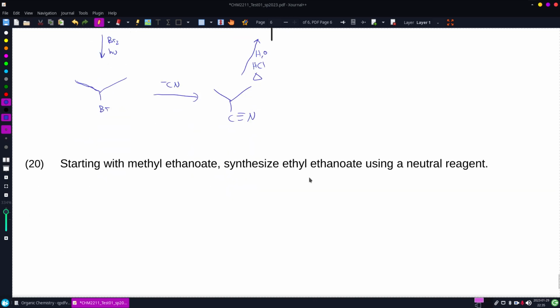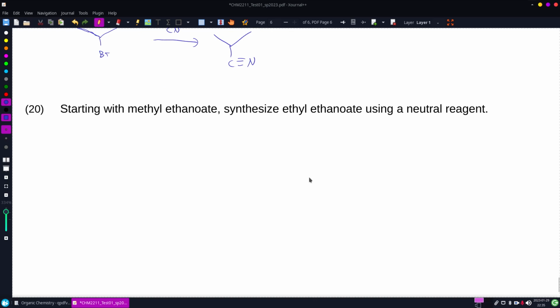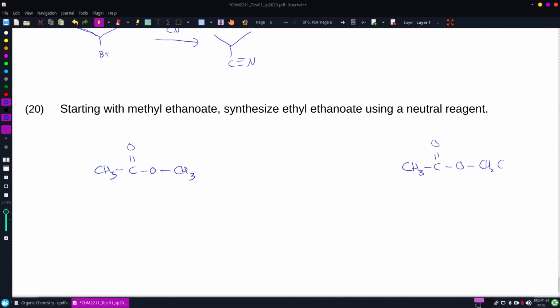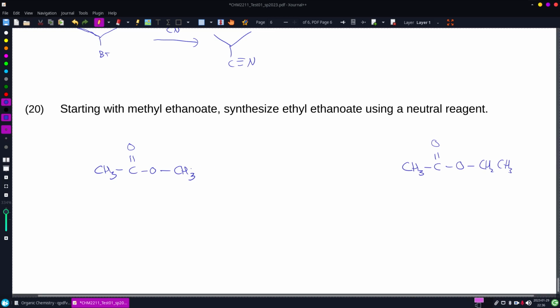Alright, question 20. Starting with methyl ethanoate, an ethanoate with a methyl on it, synthesize ethyl ethanoate. Alright, that's easy enough. We're actually just replacing that CH3 with the CH2CH3.